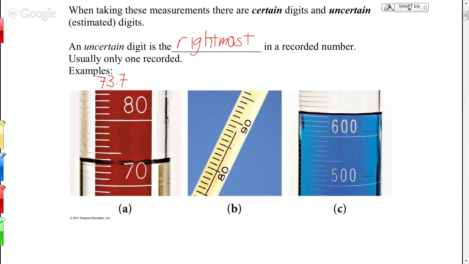Those first two digits then are certain. We're sure of them. We know they're absolutely correct. And then that last one is uncertain, and we'd say plus or minus 1, right? So it's probably between 6 and 8. That level seems to be at least halfway, so between 6 and 8, that seems like a good estimate. So that's the correct way to report that measurement.